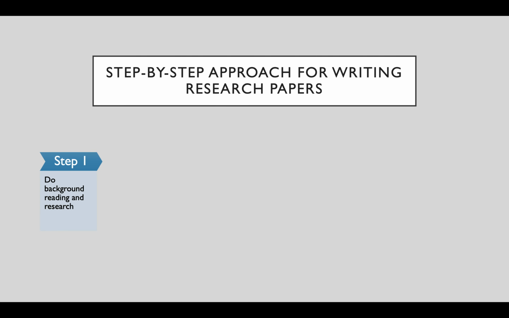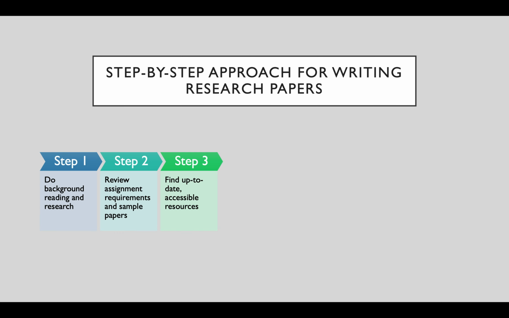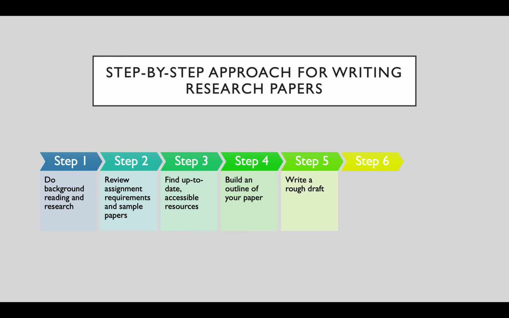Step 1 is to do background reading and research. Step 2 is to review assignment requirements and sample papers. Step 3 is to find up-to-date accessible resources. Step 4 is to build an outline of your paper. Step 5 is to write a rough draft. Step 6 is to seek input from experts. And step 7 is to revise the paper. Don't worry, we will go over each of these steps in depth.